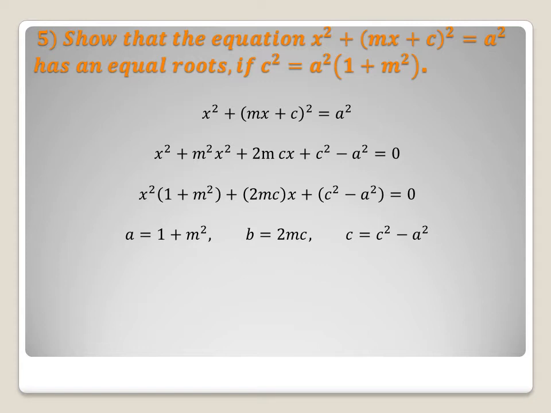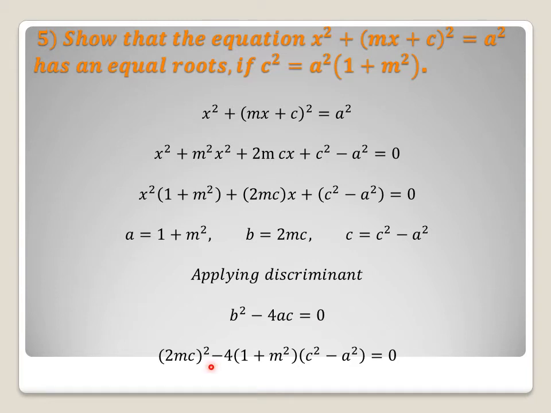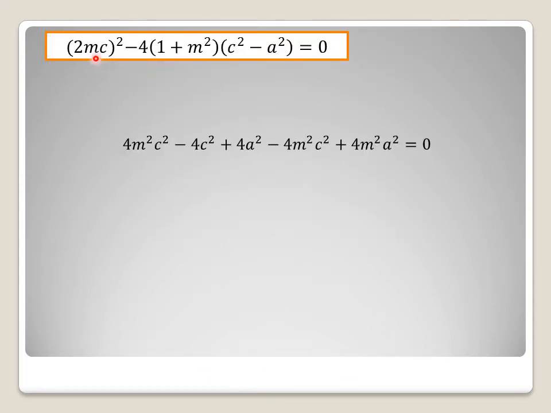We have to prove whether the roots of this equation are equal or not. We will take the discriminant equal to 0. We will put the values: b is (2mc) whole squared, minus 4 into (1 plus m squared) into (c squared minus a squared). We will open the square of 2mc, and it would be 4m squared c squared. Minus 4 will remain the same, as first of all we have to multiply the two brackets.